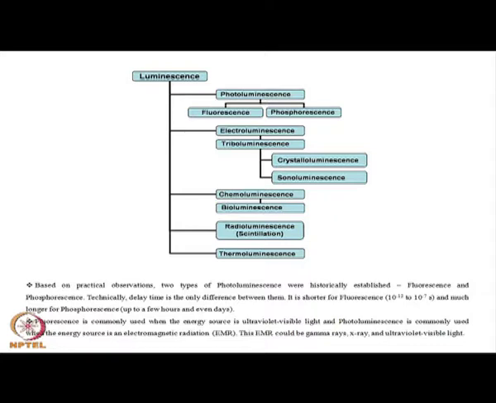Fluorescence is commonly used when the energy source is ultraviolet or visible light, and photoluminescence is commonly used when the energy source is electromagnetic radiation, which could be gamma rays, X-rays, or ultraviolet-visible light. So it is a more general term. That is why, in the case of materials, in most cases the term commonly used is photoluminescence.